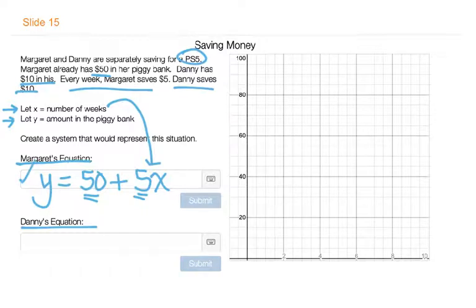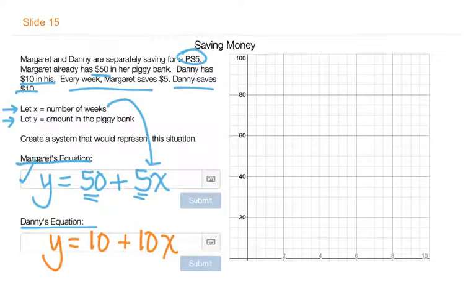How about Danny? Well, Y is equal to, again, because we're still talking about the amount of money in his piggy bank, how much did he start with? He started with 10. And what did he save every week? He saved $10 every week.